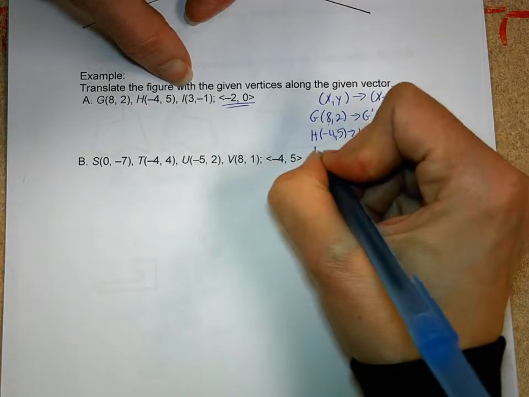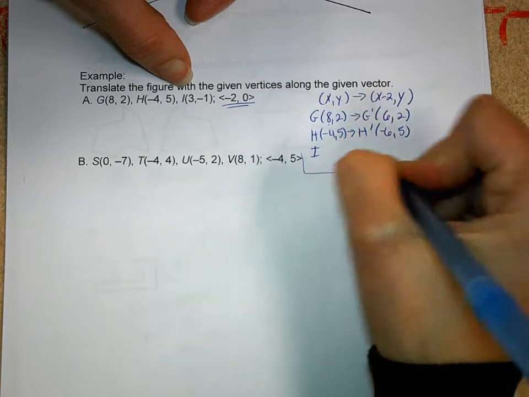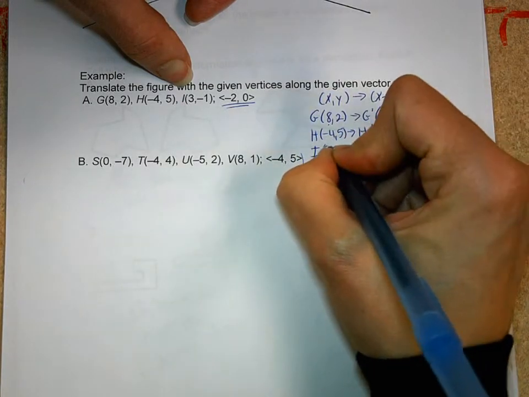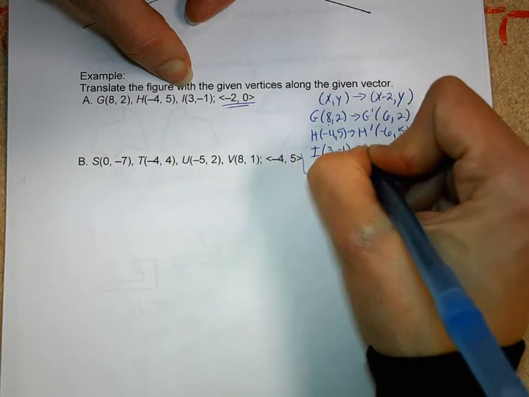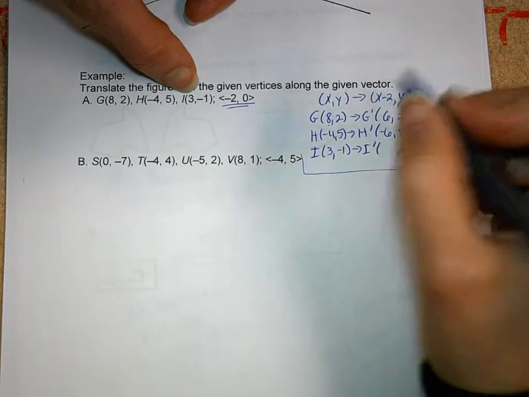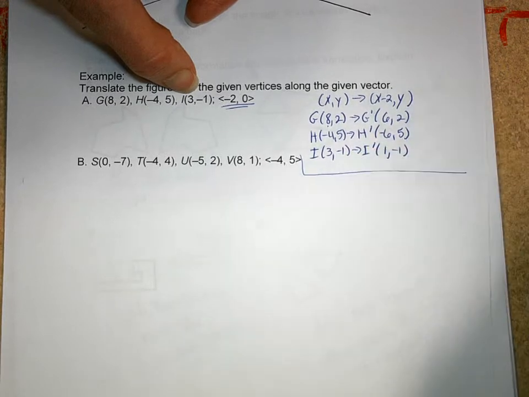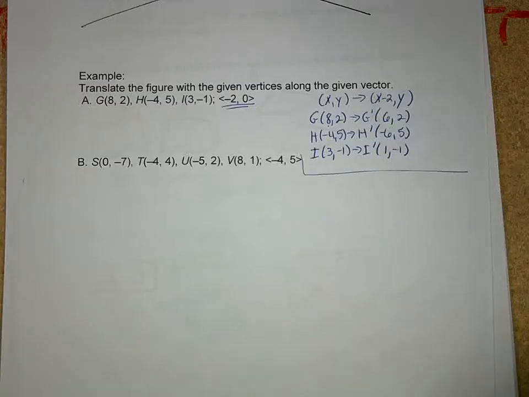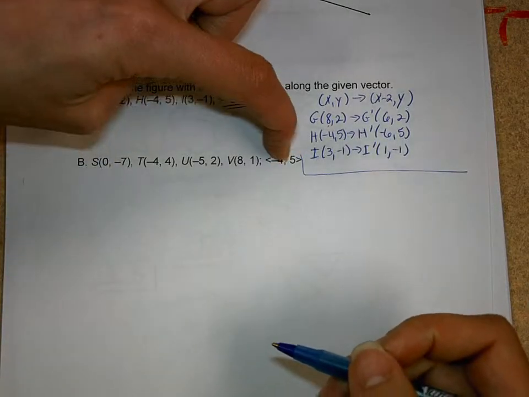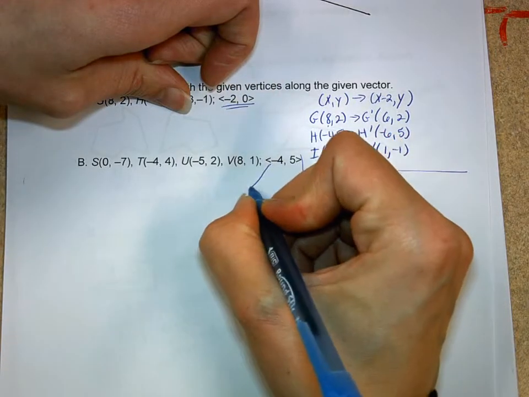And then if we're doing this one, I'm going to give us a little bit more room at 3, -1. Then I prime is going to end up being at 1, -1. Okay, now we'll do the same idea for the next one, where our vector is at -4, 5.